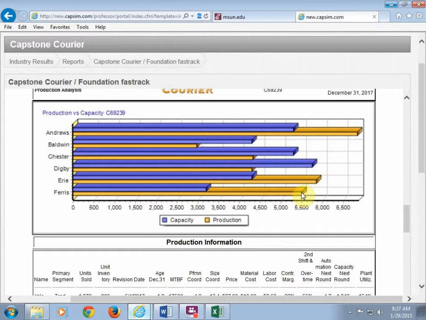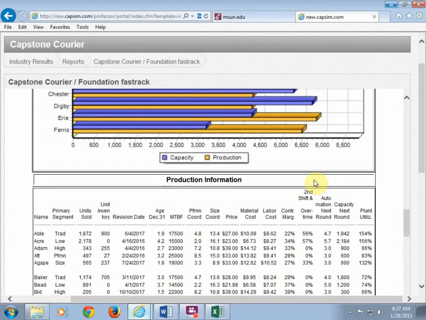When we look at their production analysis, we're going to see that they're pretty close to full capacity, right? Every other team, Baldwin, Chester, Digby, has all kinds of capacity. You guys just have capacity dripping off your tongues, just hanging out there. Andrews is using some capacity. They produced a lot, which might be why Andrews has a little too much inventory, because they're producing way more than any of these other teams.